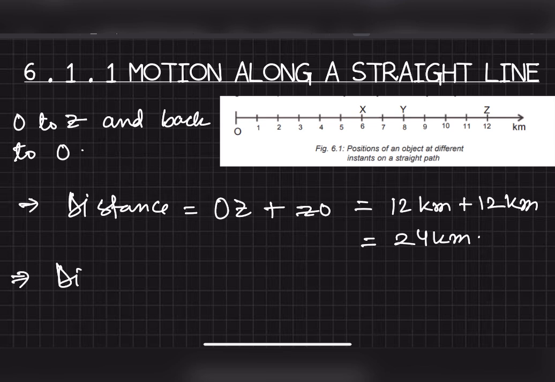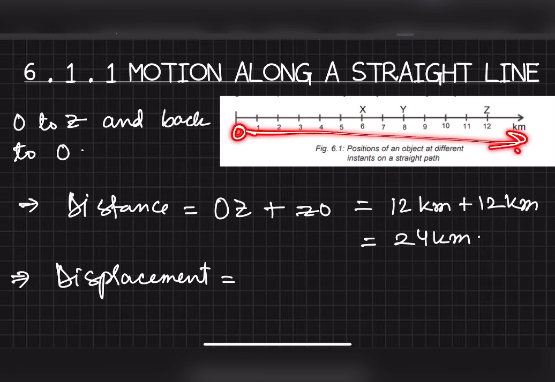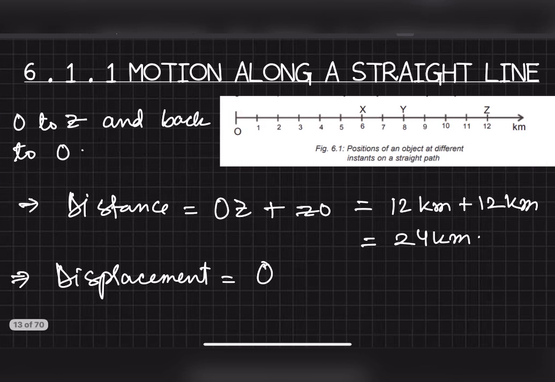Displacement. What will be the displacement? Displacement is the shortest distance. So what is the beginning point? O. What is the ending point? O. You have moved from here and came back here to the same position. So what will be the displacement? Displacement will be 0. Why? Because you have started from O and ended in O again. So the displacement is 0. I hope you understood this much.